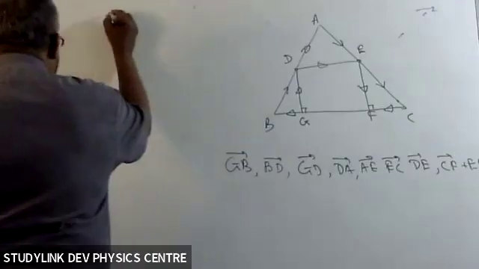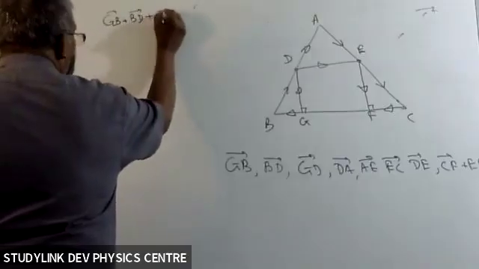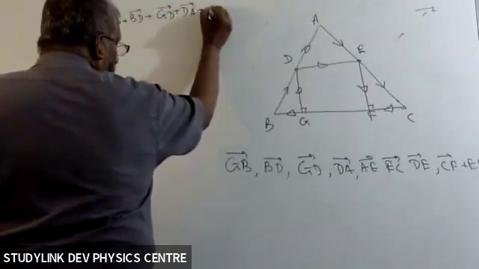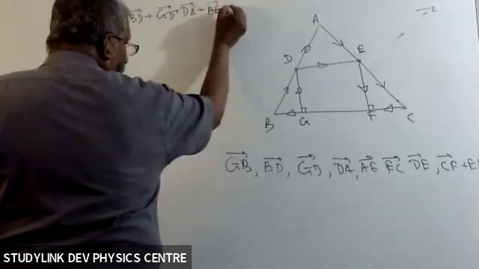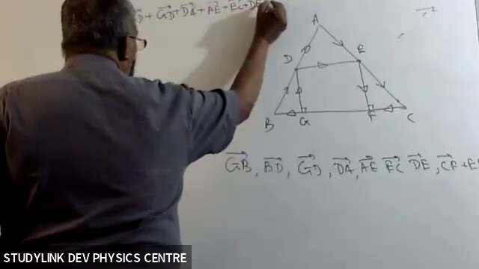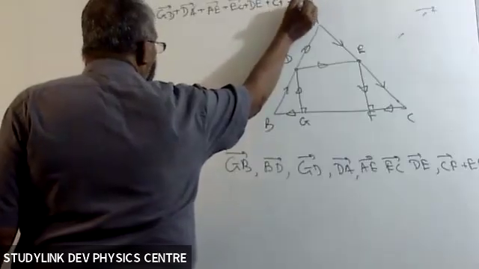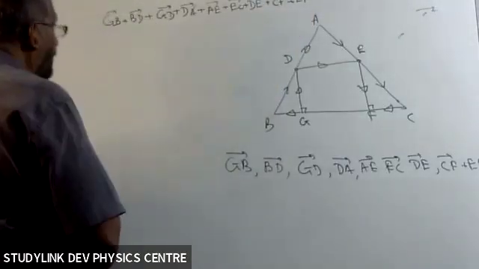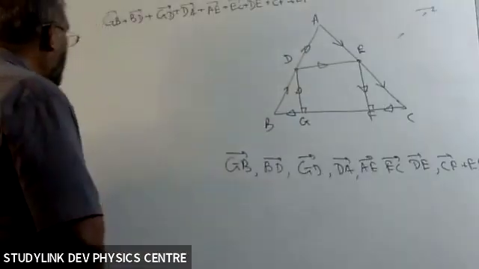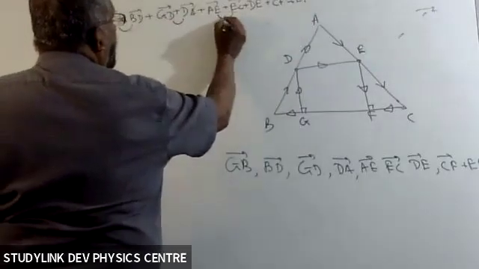Here, look at this answer. GB plus BD plus GD plus DA plus AE plus EC plus DE plus CF plus EF. Then count 1, 2, 3, 4, 5, 6, 7, 8, 9. If you miss, then you don't get the answer. These two are the same, these two are the same, these two are the same.